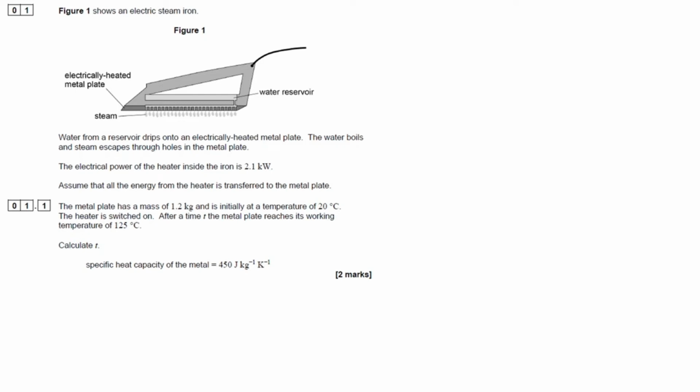Question number 1 is asking us to find the time taken for the metal plate on a steam iron to reach a working temperature of 125 degrees, and it starts at 20 degrees. Since this is about heat energy and changing of temperature, we know we're going to use the equation E equals mc delta theta. Since the object of interest is the metal plate, we need to write values to do with the metal plate.